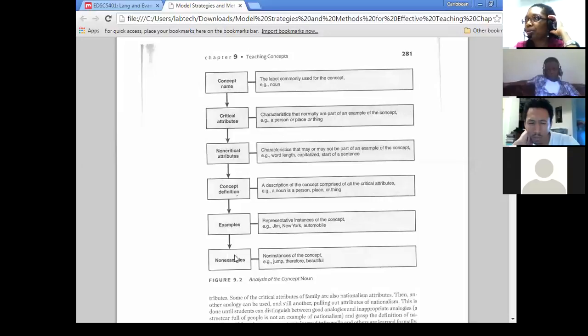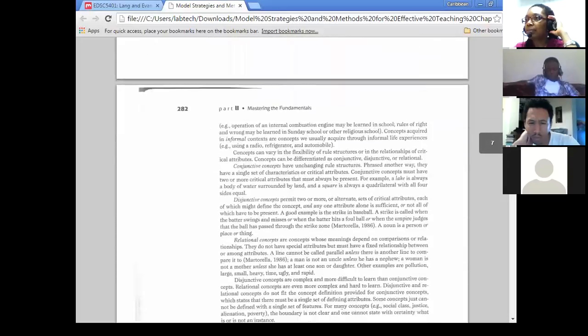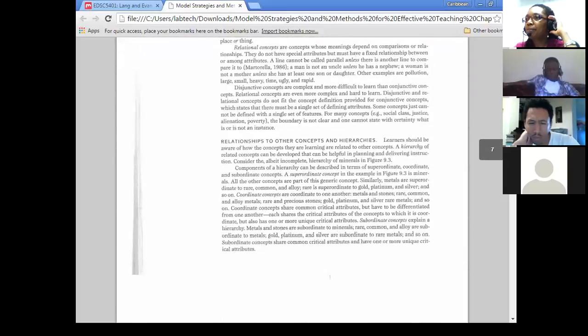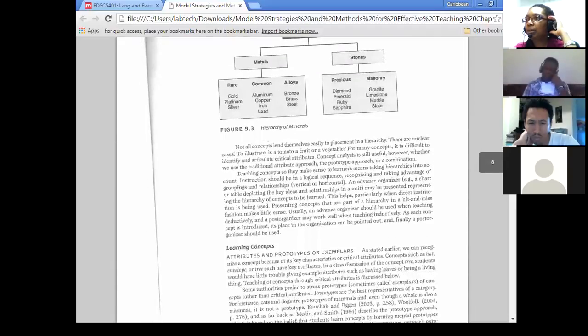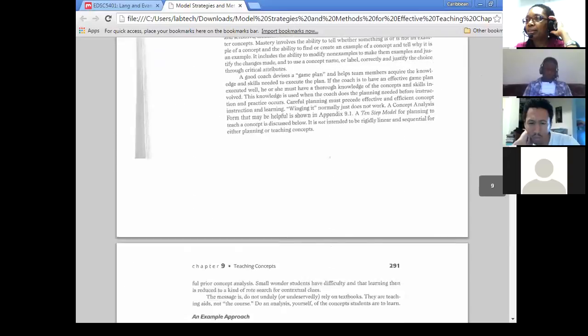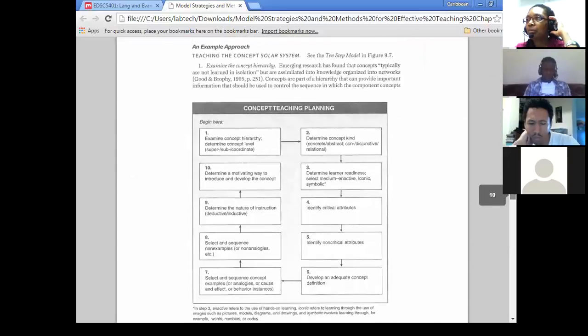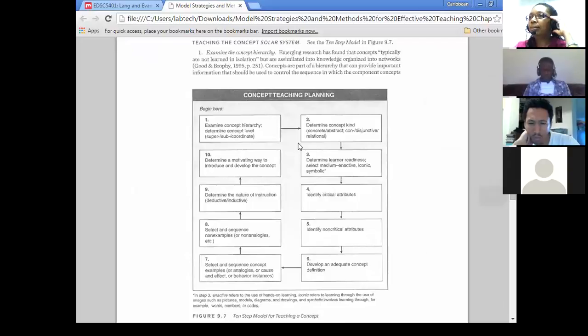That's the first thing I want to say about this chapter that I want you to focus on and look at. All right? It speaks about different kinds of concepts, and you might want to read around that. I want to come down now to the lesson structure. And they talk about how to plan for concept teaching. And they speak of, firstly, examining the concept hierarchy.